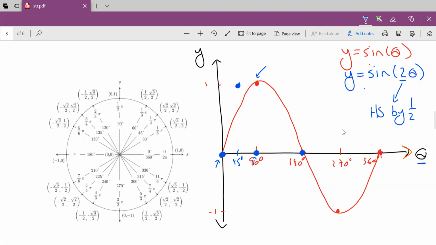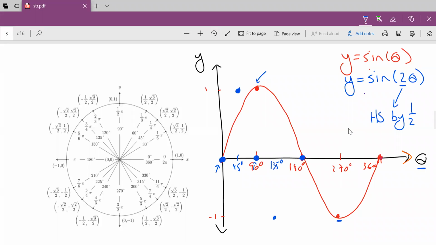Okay, I keep going. Halfway between 90 and 180, well, that's this minimum over here. So halfway between 90 and 180 is 135. That's the same as saying 270 degrees multiplied by a half. Look at what this new shape of our graph looks like.